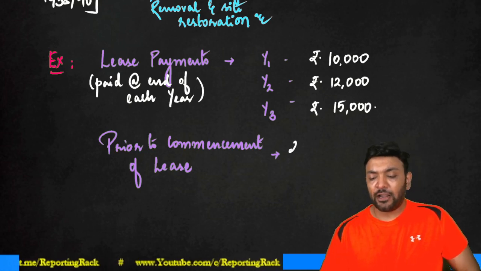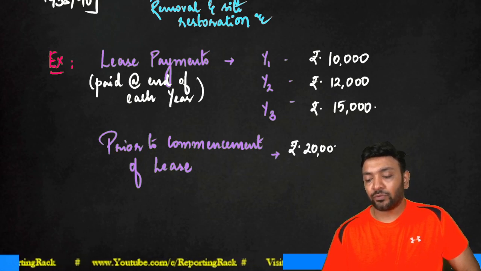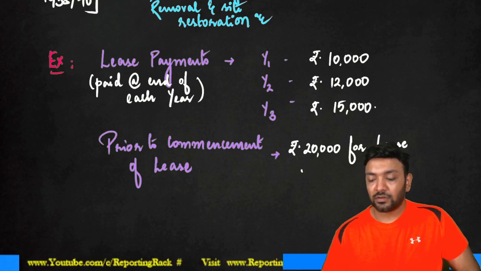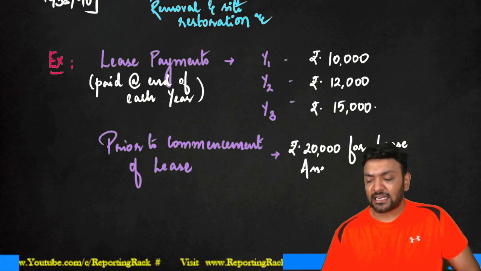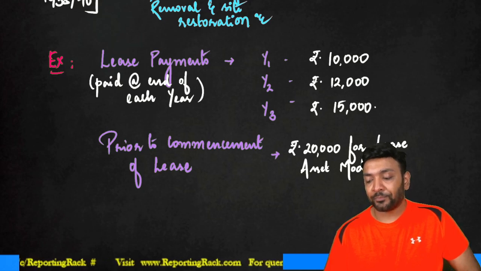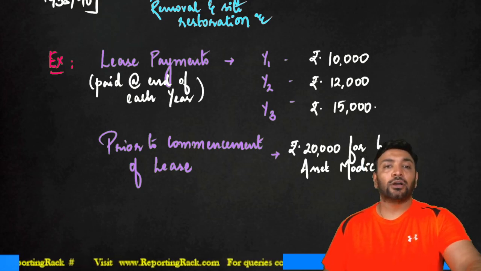Let's say I paid rupees 20,000 for lease modification. For lease asset modification, I paid 20,000 rupees. Okay.